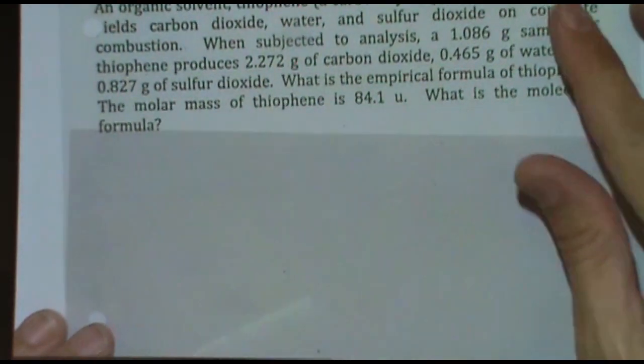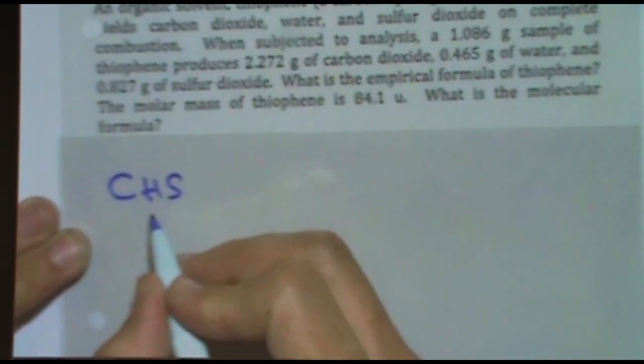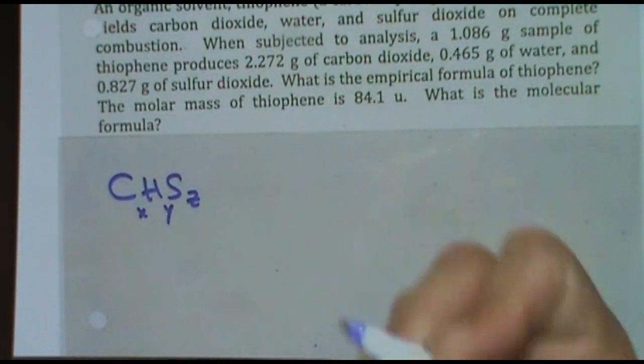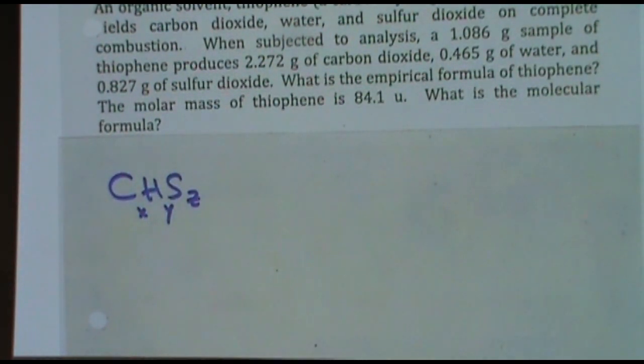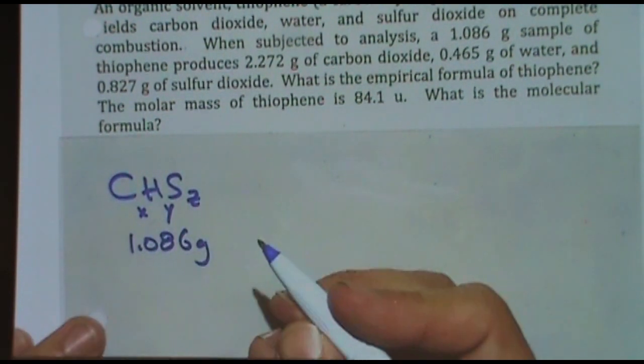Got an organic compound, thiophene, CHS is what it tells us. So I just put XYZ. And when we're finding the empirical or molecular formula, we want to find the subscripts. So we want to find what X, Y, and Z are. It tells us there's carbon, hydrogen, and sulfur. We know that there's 1.086 grams of this.